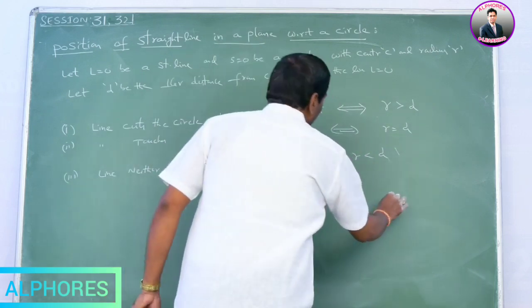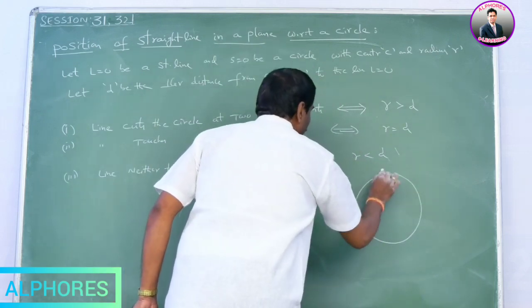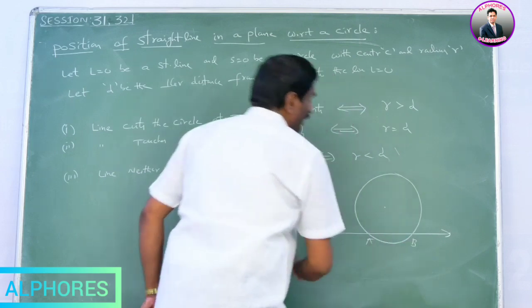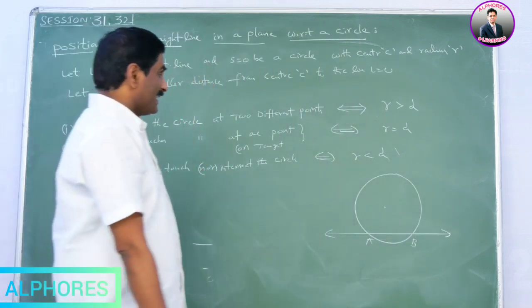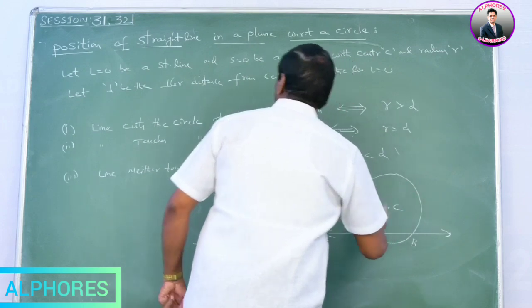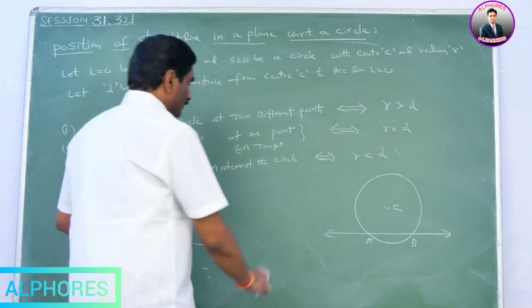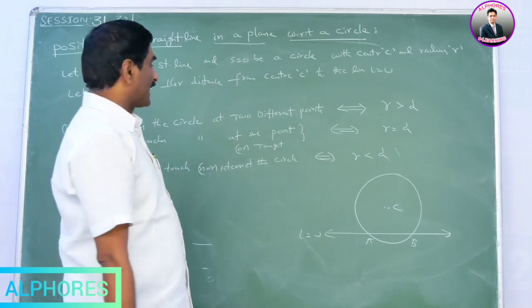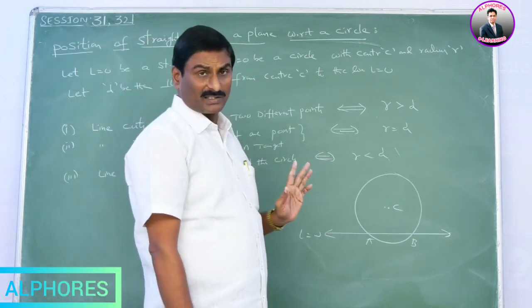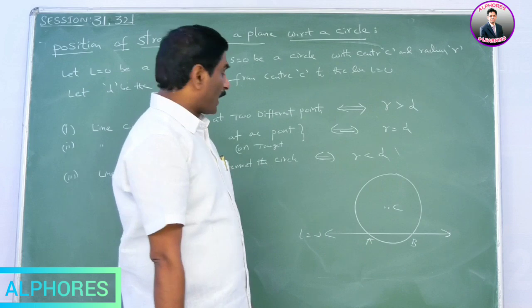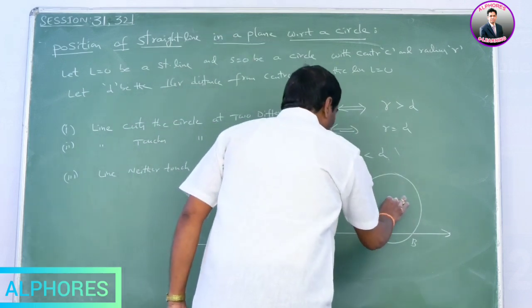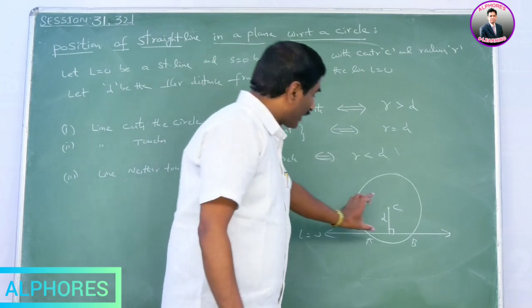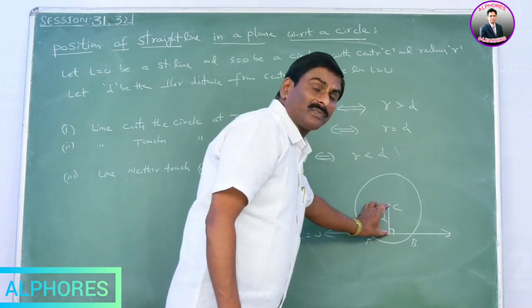Now, suppose the line cuts the circle at two different points. What is the condition? Please observe this point. C is the center of the circle. Let L = 0 be the line, and S = 0 be the circle with the center C and radius R. The radius of the circle is R. Say the perpendicular distance from the center to this line is D.